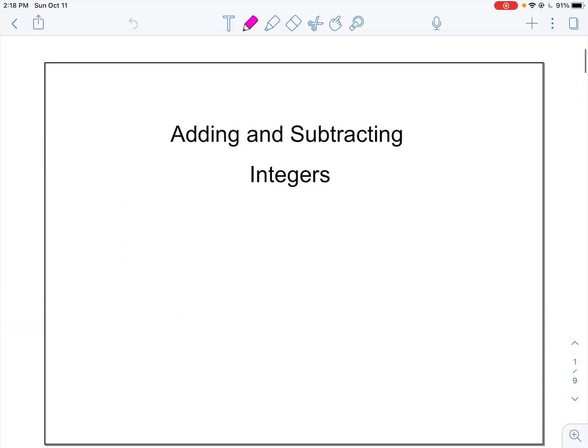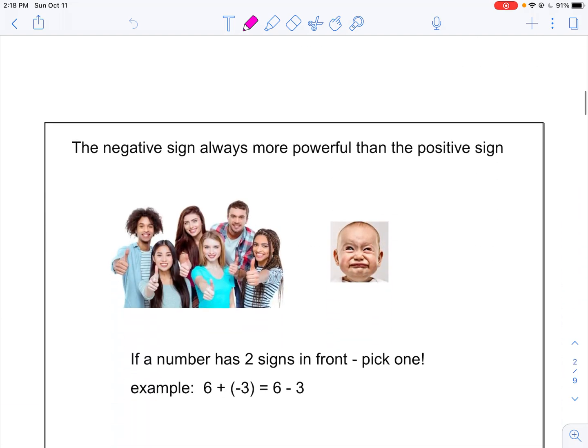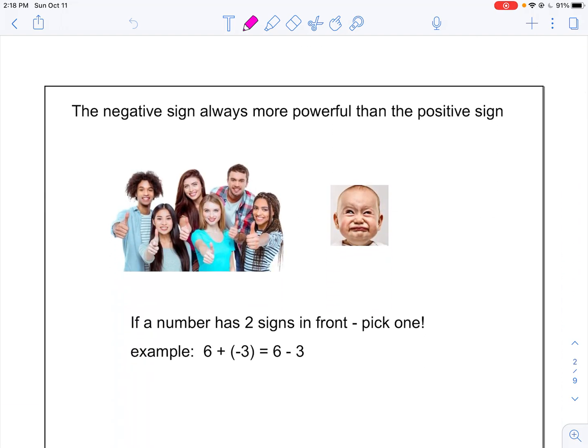So today we're going to start with adding and subtracting integers. There will be no calculators allowed on this lesson. So let's start. I just want to talk a little bit about the positive and negative sign. The negative sign is always more powerful than the positive sign. So let's think about this for a second.